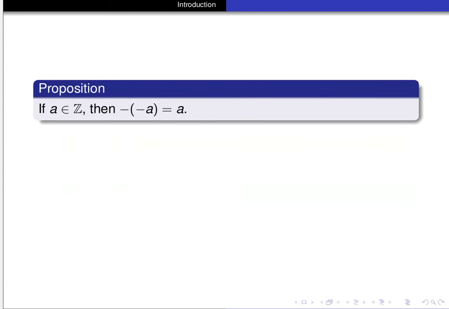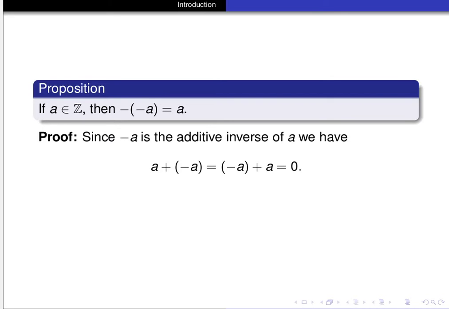So let's prove the first proposition. Let a be an integer, then we claim that the additive inverse of the additive inverse of a is equal to a. Now remember that when we say that negative a is the additive inverse of a, what we mean is that a plus negative a is equal to negative a plus a is equal to 0. So the condition of being an additive inverse is that a certain addition equation is true. But we can look at this addition equation in another way. What is the additive inverse of negative a? Well, according to this same equation, the additive inverse of negative a is a.